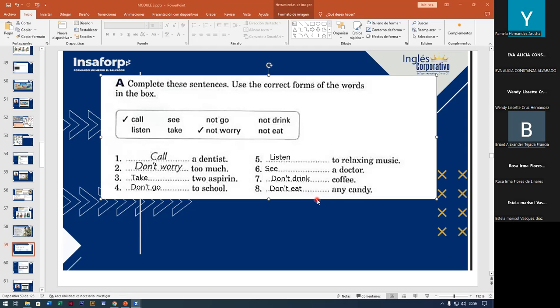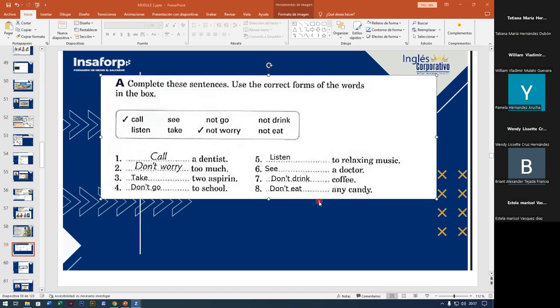What about in the case? Thank you. Bryant, are you there? No. Rosa Irma? I have a toothache. When you have a toothache? Yes. Don't eat any candy. Yes, that is also too bad for the teeth. But do you like candies? Yes. Do you have a specific kind of candy that you like? Gomitas. Yes, gummy bears. They are very delicious, right? Actually, yes. Very, very sweet.